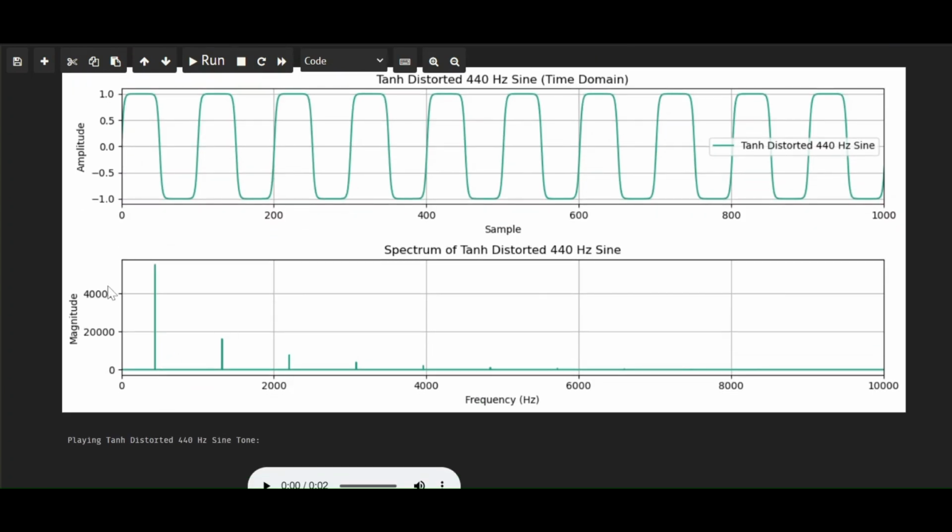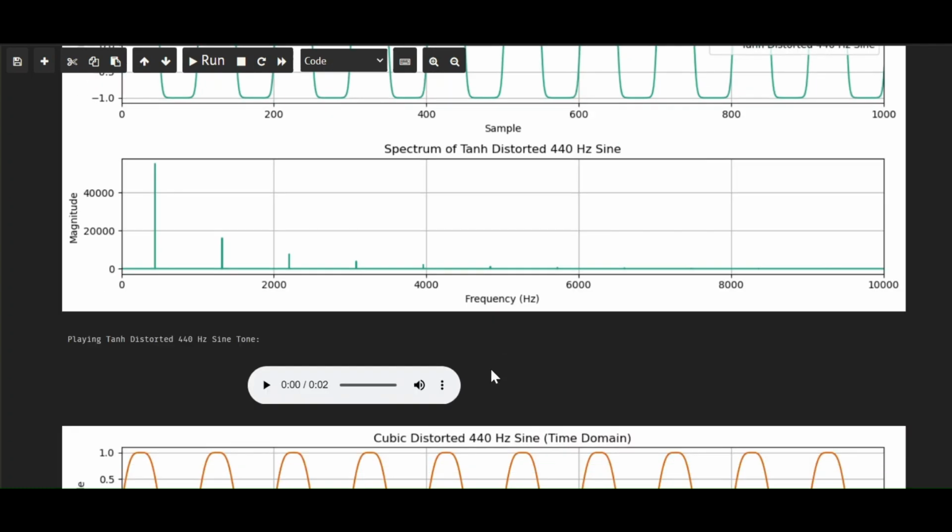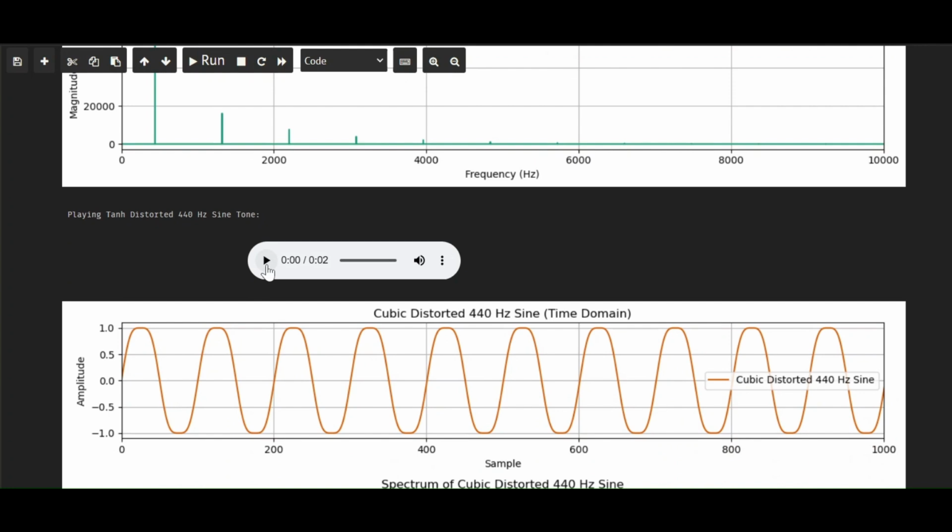And this is the spectra of this particular signal. So you see there are harmonics which are now getting generated after passing through hyperbolic tan. So this is how it's going to sound now, the same clean tone. It is much sharper and having a richer harmonic component.